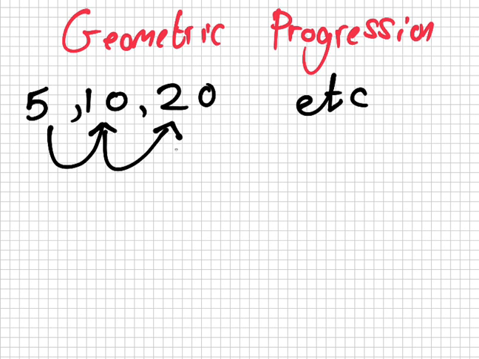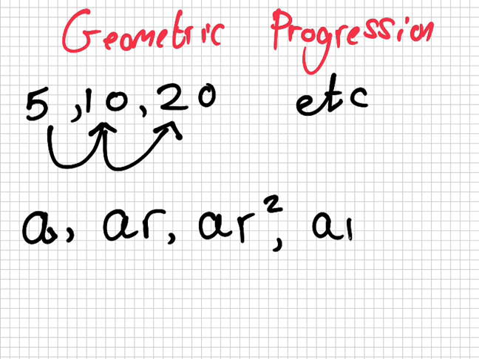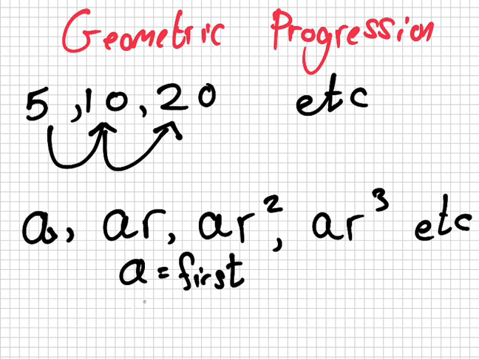Again, it's the same letter. We start with A. But we multiply, we say, by R. So we have A, AR, AR squared, AR cubed, etc. The A is called the first term, and the R is called, very good, common ratio.